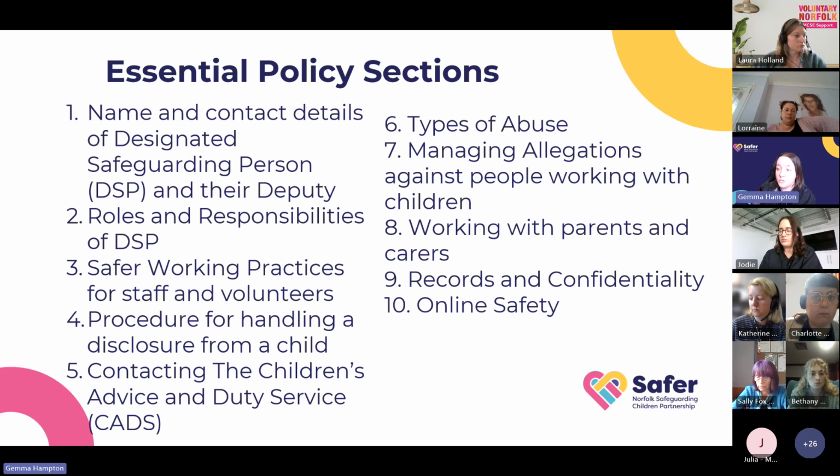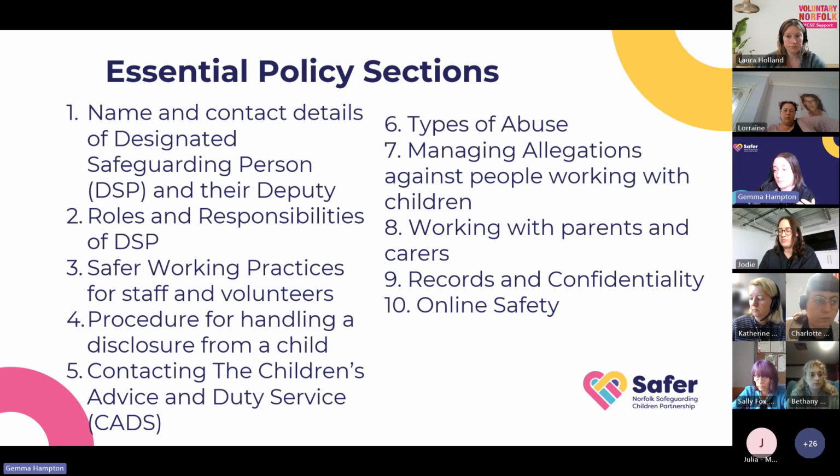What safeguarding records do you keep? Where do you keep them? Who has access to them in the organisation? How are they kept secure? Also thinking about, again, yes, some information that parents and young people give you is confidential, but also setting out when the confidentiality can be broken. Again, if there's a safeguarding concern at risk of harm, obviously you can break confidentiality and share those records with CADS or the police or whoever you need to. So again, important to have that in there.